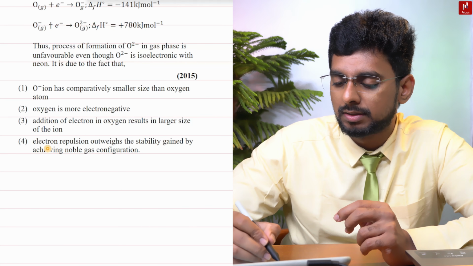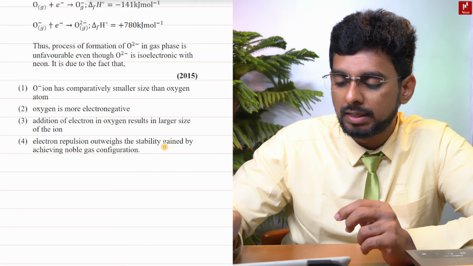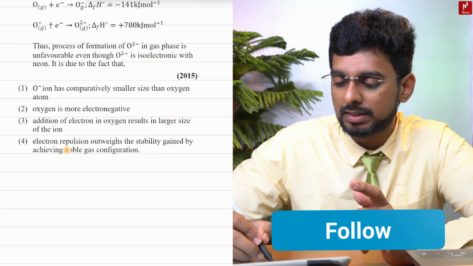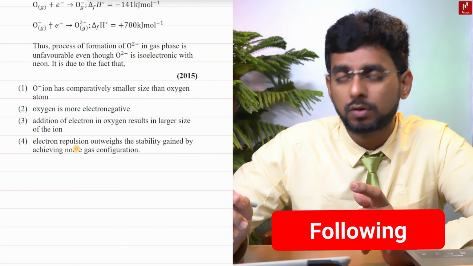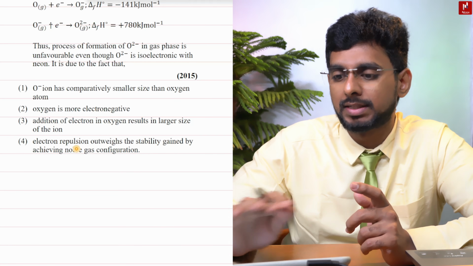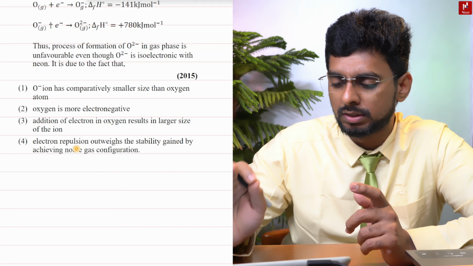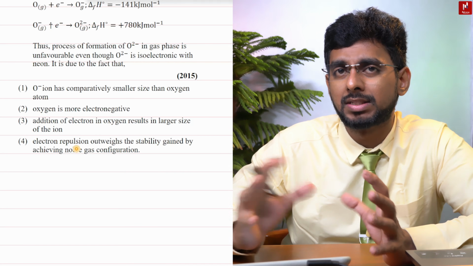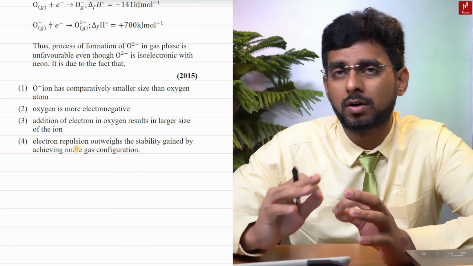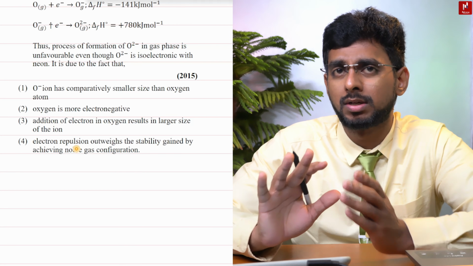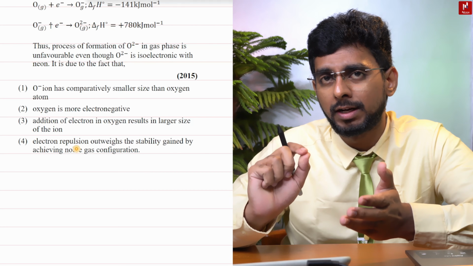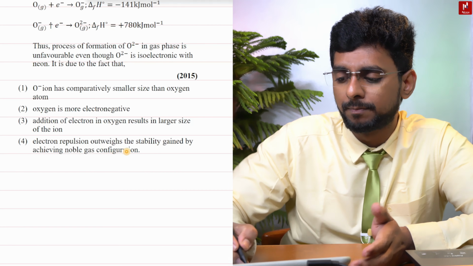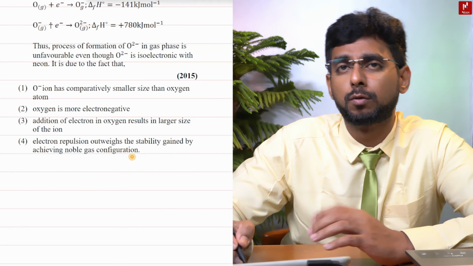So here it is. Electron repulsion outweighs the stability gained by achieving noble gas configuration. Yeah, that does make sense, right? So here, even though it has achieved noble gas configuration, that's not favored or preferred, because putting one more extra electron means the electron repulsion produced by the valence electrons is going to be more when I need to put one extra electron into it, right? So here electron repulsion is greater than the stability gained by achieving noble gas configuration.